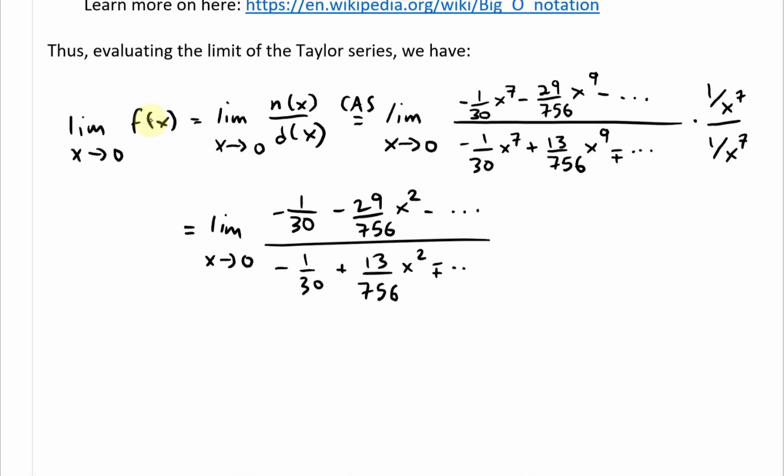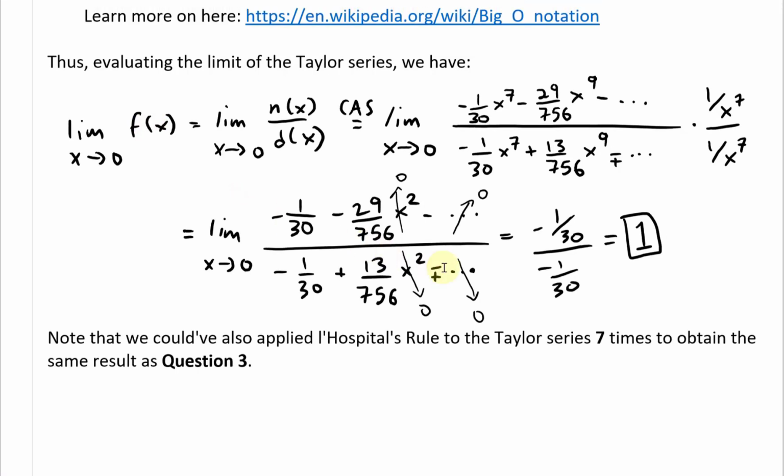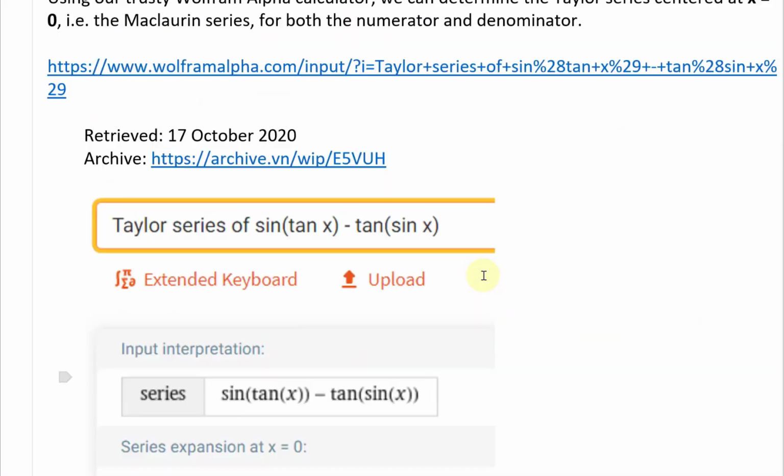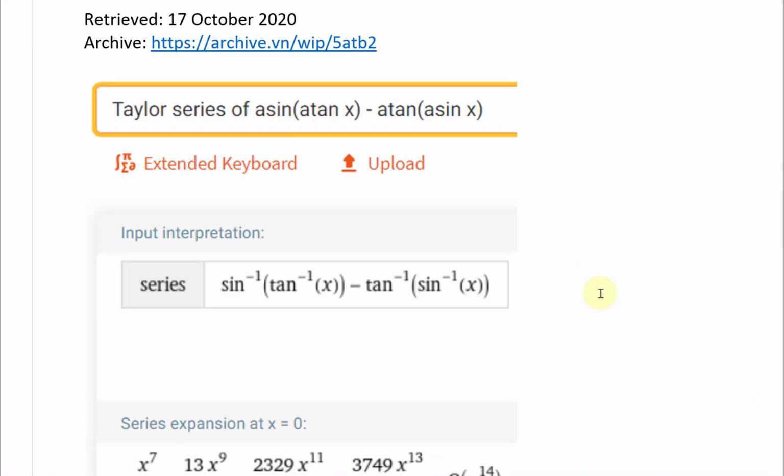So when you plug in the 0 inside here, this part's going to go to 0, and all the other ones are going to go to 0. Everything else is going to go to 0. So all you're left with is negative 1 over 30 over negative 1 over 30. In other words, those cancel. This equals 1. So that equals 1, which is the same as our question 3 that we solved using L'Hopital's rule. So we know the limit is 1.